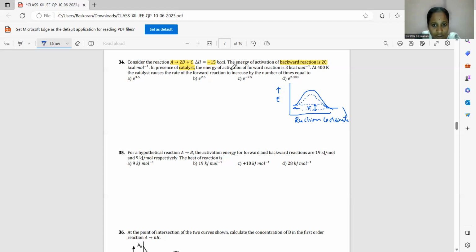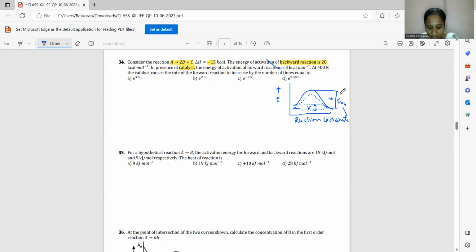After that, what information have they given? The energy of activation of backward reaction is 20. So energy of activation of backward reaction means how much from the peak. So this is the activation energy of the backward reaction. It can be written as EA, backward, EAB, which is nothing but 20 kilocalories.